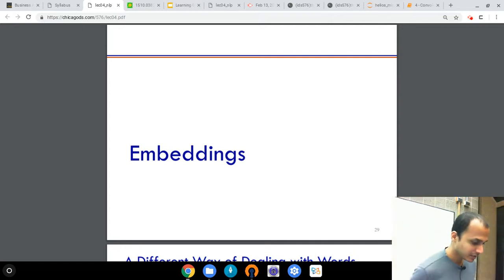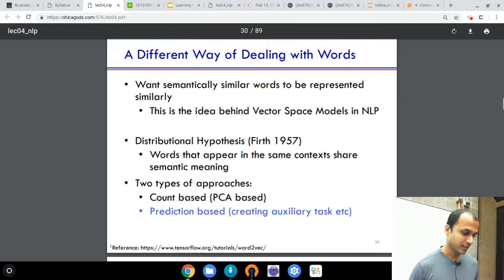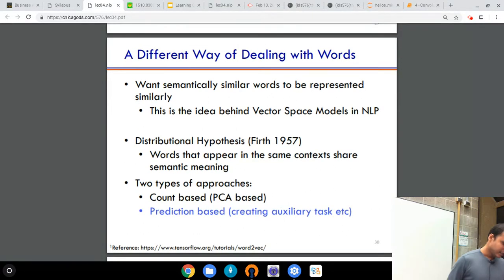Embedding just means a representation. And we'll get to what an embedding is. Before that, let's understand why bag of words representation is lacking.